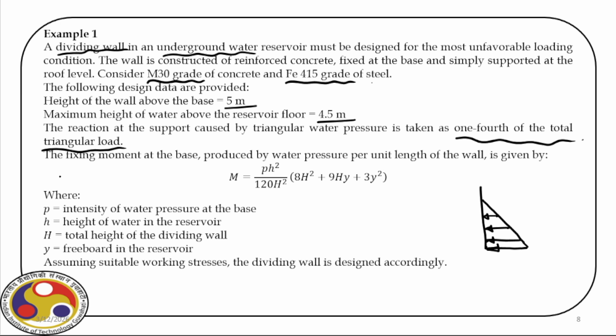So for the base, the fixing moment is given by this expression. In this expression, P is the intensity of water pressure, small h is the height of the water inside the reservoir, and capital H is the total height of the wall that we are going to design. And then Y is the freeboard. So we are going to use this expression for the moment against which we will design this.